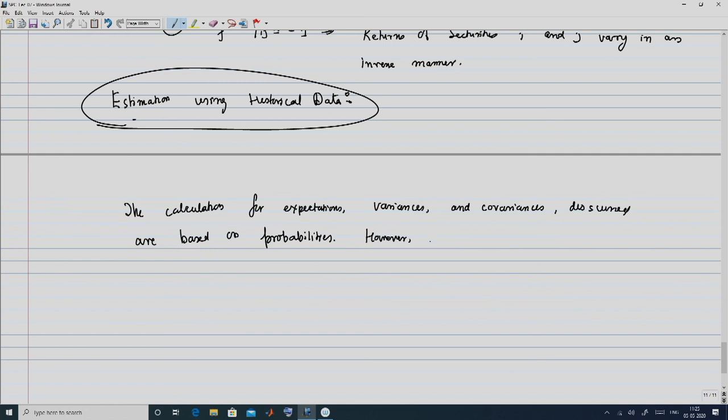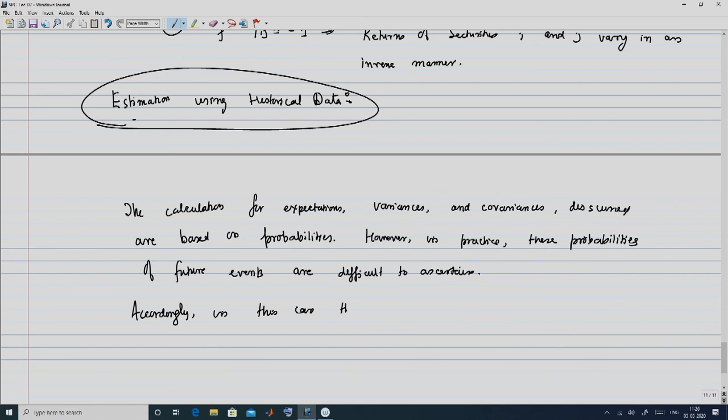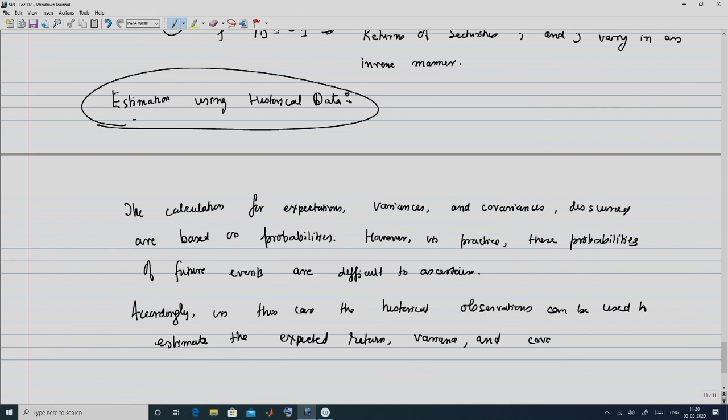However, as I have already mentioned, from a practical point of view, these probabilities, that means the probability p subscript s of future events, are difficult to ascertain. So, accordingly, in this case, the historical observations can be used to estimate the expected return, variance and covariance.